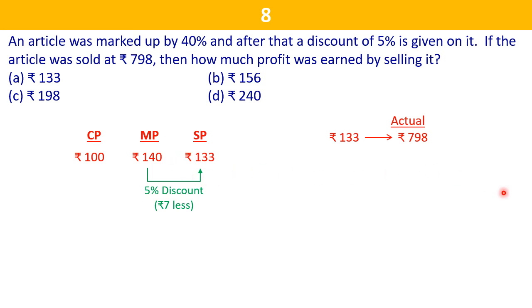So how much is he earning in actual? So if 133 is equivalent to 798, 33 is equivalent to what? Let us say x. X can be found by cross multiplication. That is 798 into 33 divided by 133, which comes out to be rupees 198. Option C.